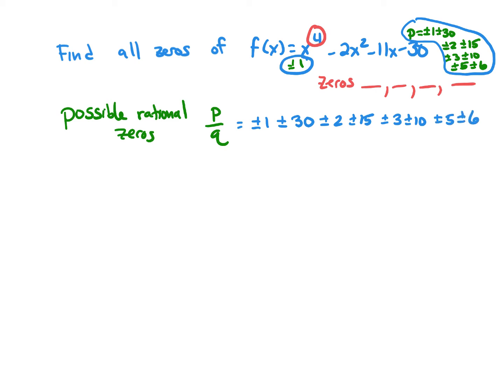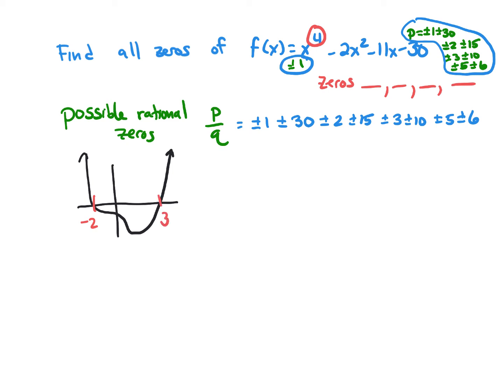So this is quite a long list. It would not be very efficient to plug all these different numbers into my function and see which ones gave me 0. So again, I'm going to look at the graph, and my graph looks something like this. I'm just kind of sketching it from the calculator. It looks something like that. So it crosses at -2 and at 3.